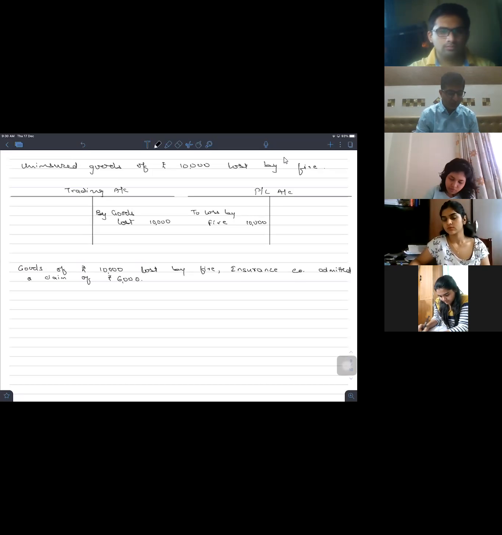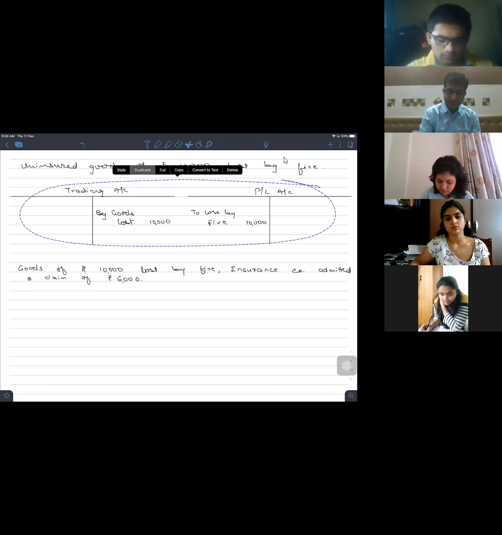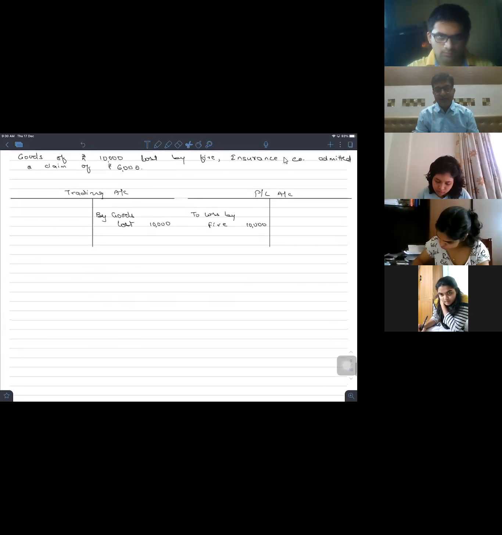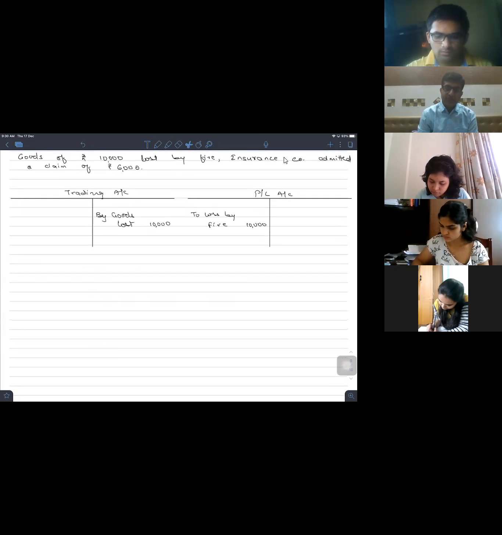And if only 4,000 is the non-operative loss, the amount that will be debited to profit and loss account will be only rupees 4,000 and not the whole of 10,000. In what way will it be presented? Let's observe it. In my trading account, I'll have the same amount. By goods lost rupees 10,000. Because the total goods that went out were worth 10,000 rupees, so the trading account will be credited with the same amount. All right. However, in the profit and loss account, we'll have the situation as follows.